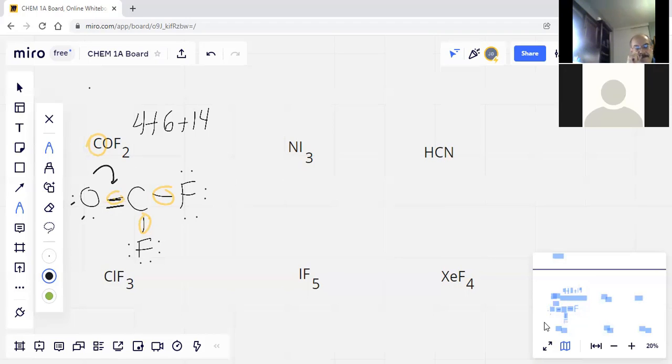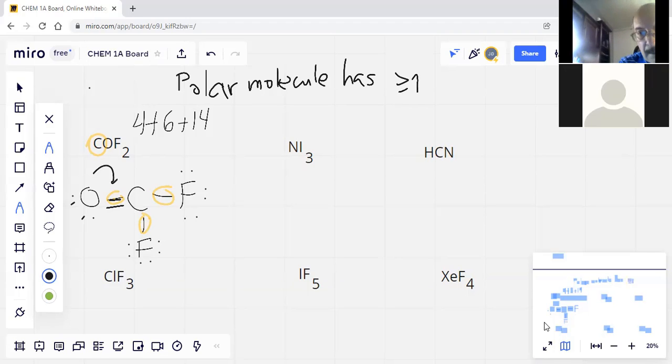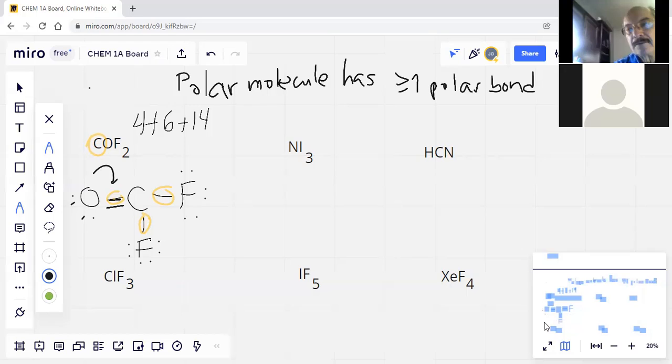Now, the next question is, is this molecule polar or not? Remember, there have to be two conditions. A polar molecule has at least one polar bond, and that means a bond that is established between two elements that have considerably different electronegativities. And there has to be a non-symmetric distribution.